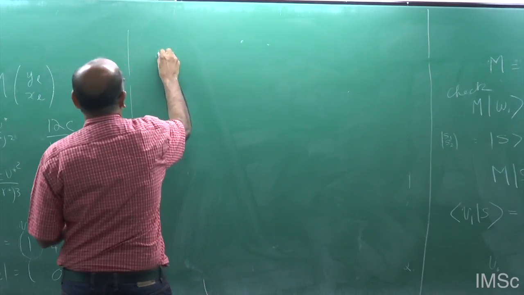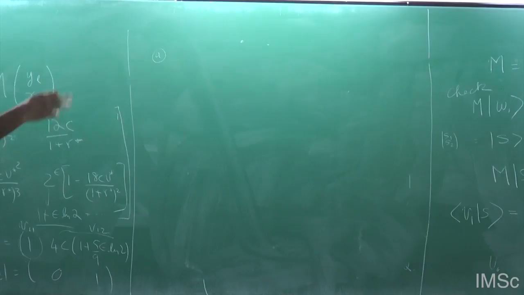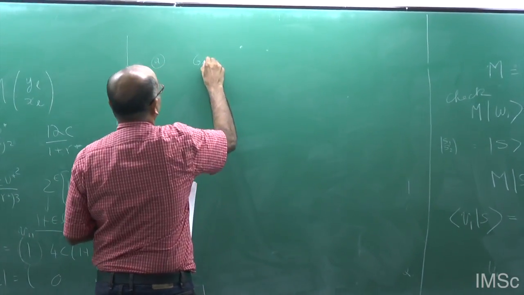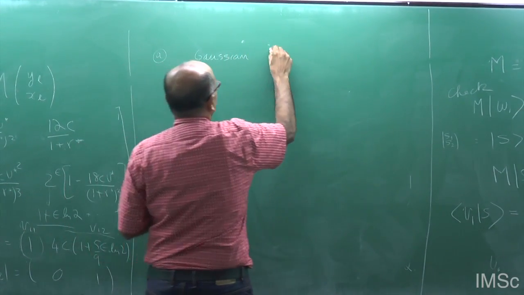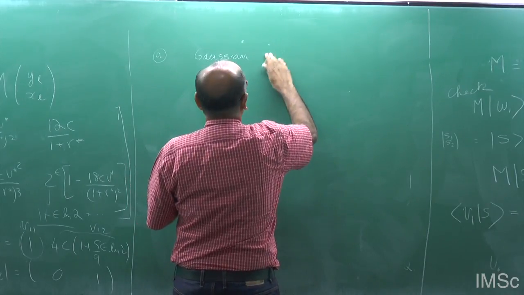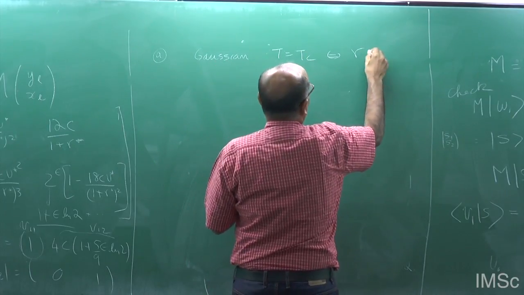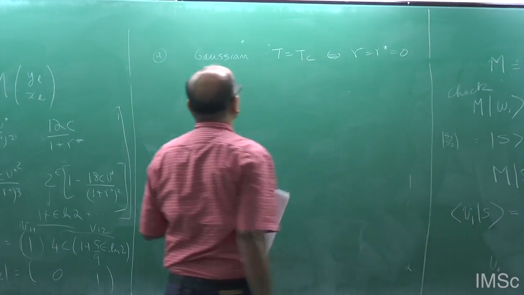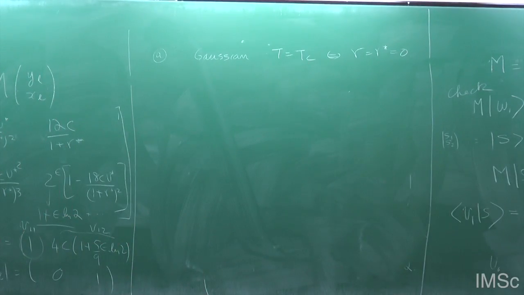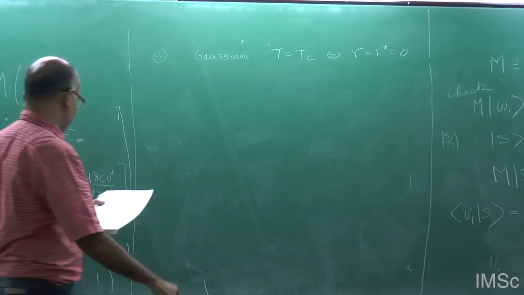Okay, so let me now repeat the comments that I made when I drew that diagram, and demonstrate them with this equation. First of all, remember in the Gaussian case we had no u, all we had was r. In the Gaussian case, t equals Tc implies that r equals r star equals 0. That we know by now. Critical temperature means r equals rc, which is 0.